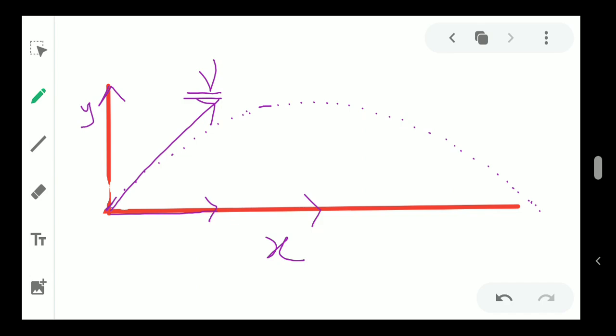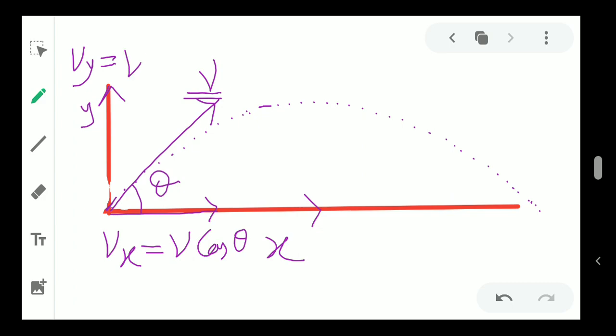We know that if we take theta to be the launch angle, and v is the velocity, then this component, the vx component, will become v cos theta. I'm talking about only the value, okay, only the value. And this component, the y component, will become vy equal to v sin theta, which we have already talked about.